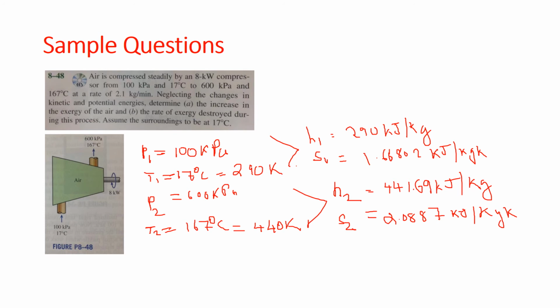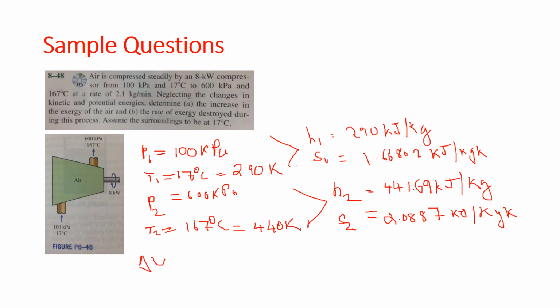Okay, the entropy change. So now we will find the exergy. We are dealing with exergy, right? The exergy change of the air during the compression process. So that is what we are going to find. And again here it is specified, neglect the changes in the potential and kinetic energies. So first let's write the equation.